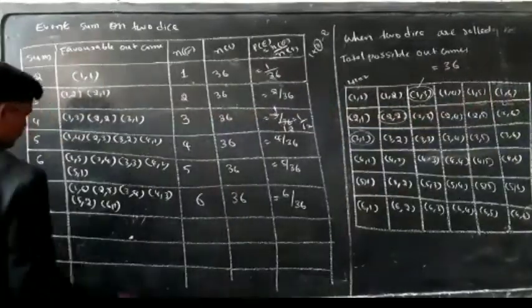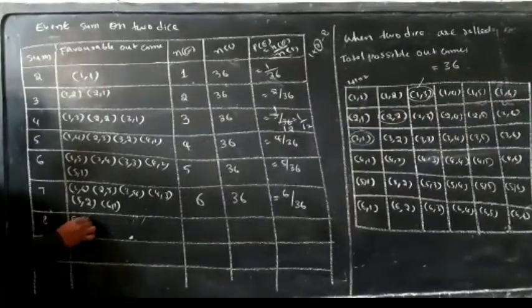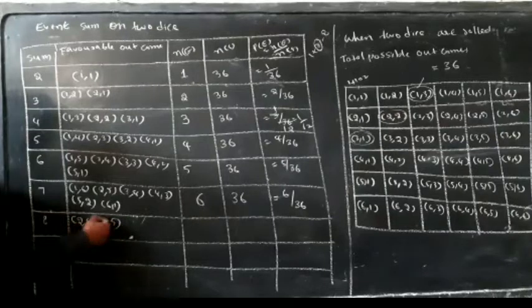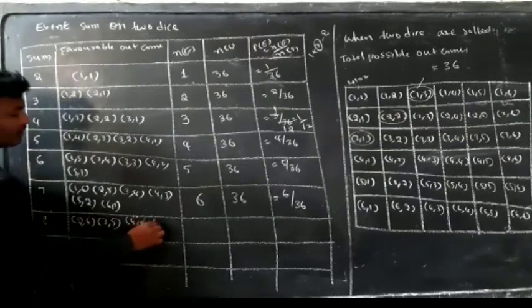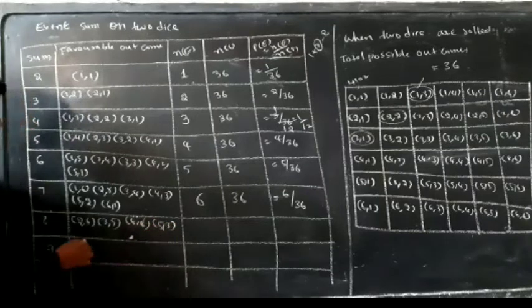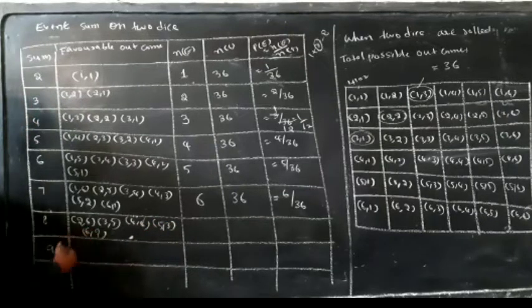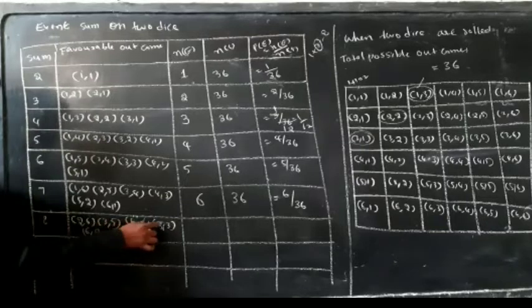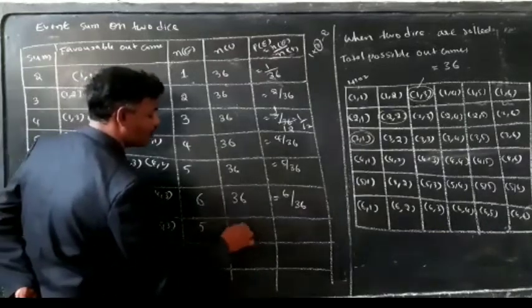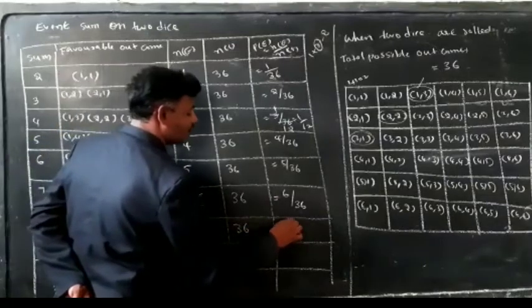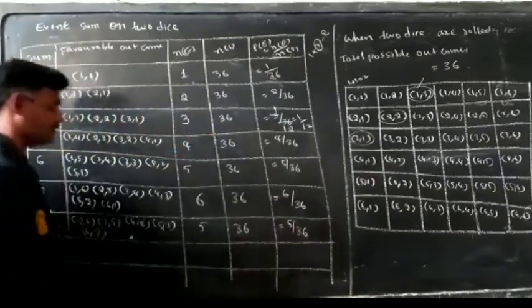So with 2 comma 6, with 3 comma 5, with 4 comma 4, 4 plus 4 is equal to 8, with 5 plus 3 is equal to 8, with 6 comma 2 is equal to 8. 1, 2, 3, 4, 5. There are 5 chances and total possible outcomes are 36, so the probability is 5 by 36.